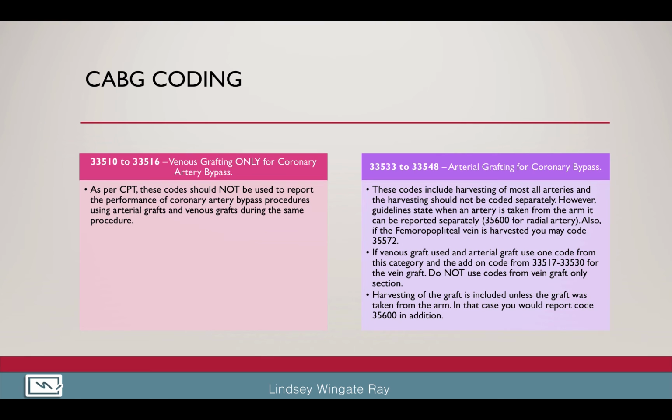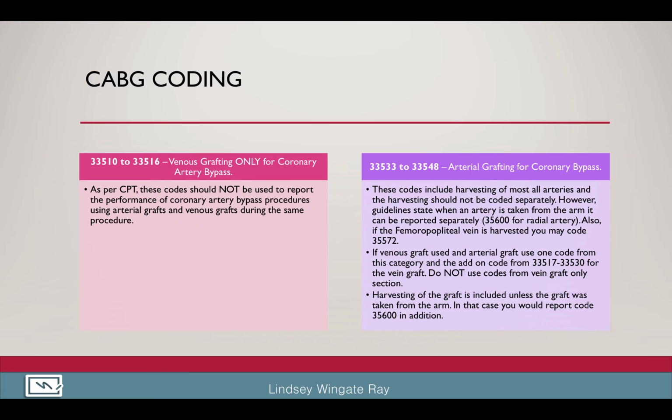Also, if the femoropopliteal vein is harvested, which is in your leg, you can code 35572 separately. All other grafts harvesting should not be coded separately. If a venous graft is used and an arterial graft is used, that's a combination graft. And you should code these from 33517, which are the arterial graft codes, through 33530.